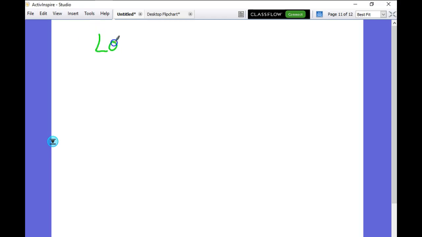So log base 5 of x minus 3, and then log base 6 of, I guess we'll keep it the same. Why not? Just make it confusing.